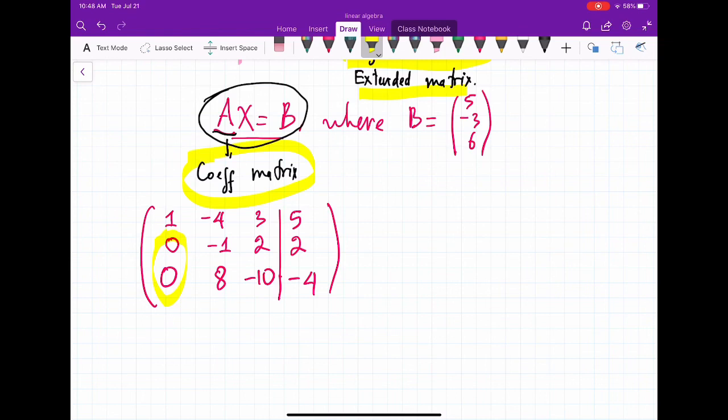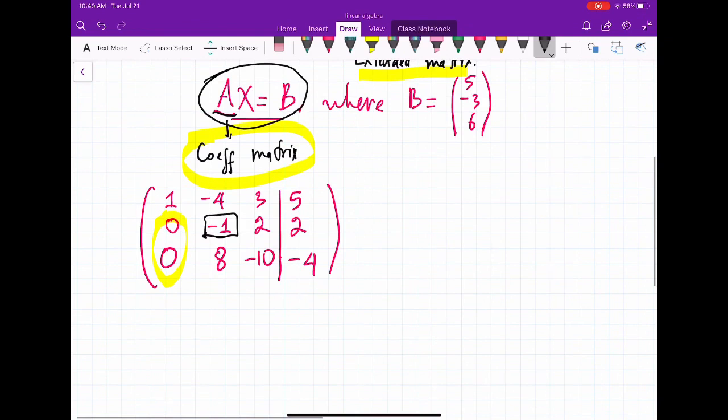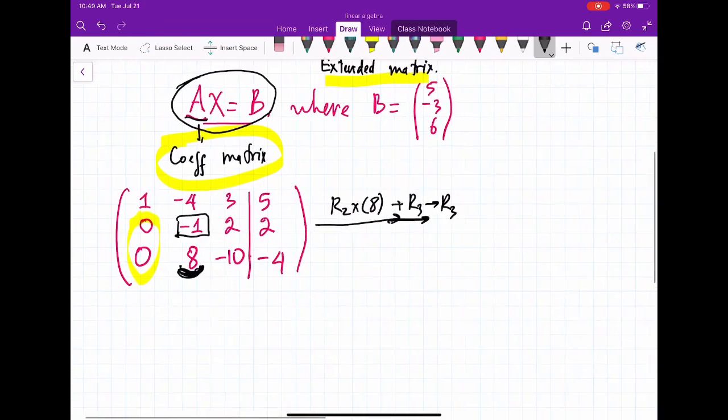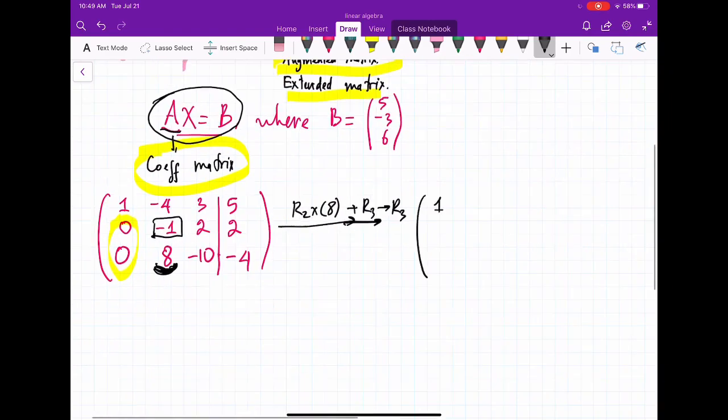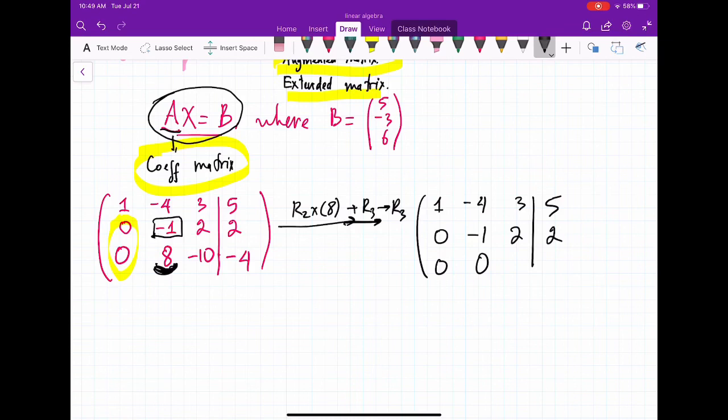So I got 0. Now we can move to this term. And we have -1, we have 8 right here. Again, I want to eliminate this guy, okay? So I multiply the second row with 8 and then add to the third row. I don't do anything with the first row. I keep that 1, -4, 3, and 5, 0, -1, 2, and 2 right here. 0, I have 0 right here. 8 with 2 is 16, minus 10 is 6. 2 with 8 is 16, minus 4 is 12.